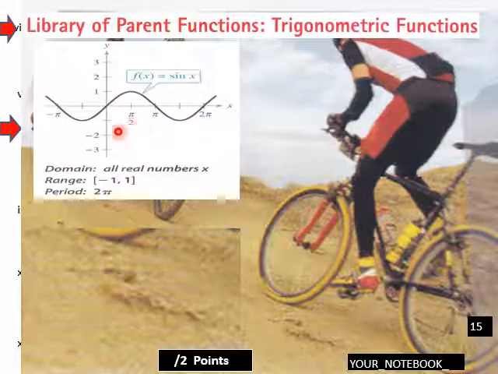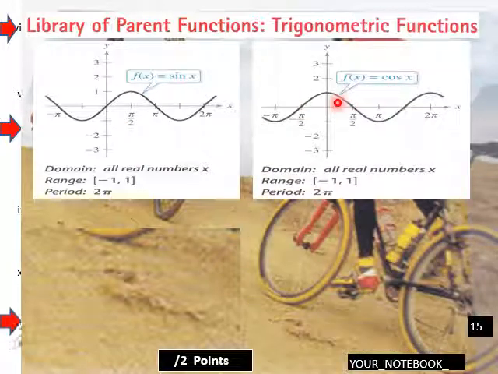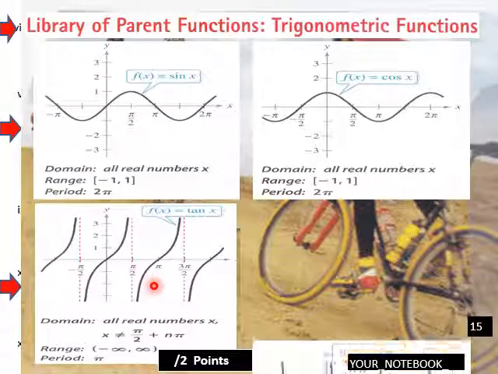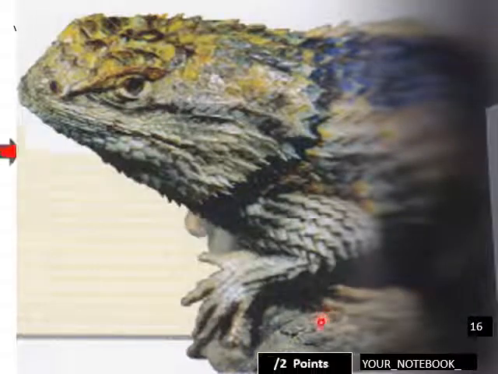So trigonometric functions, this is our sine curve there, this is our cosine curve there, and then this is our tan function, this is our cotan function. This goes in your notebook, students. Make sure you get this down. If not, go to YouTube or PowerShow to get these down. Teachers, make sure they get that down.